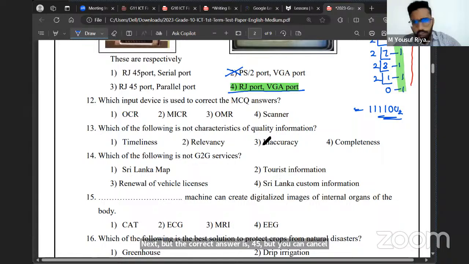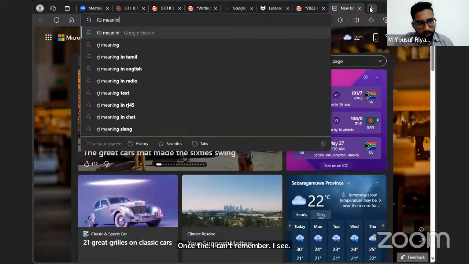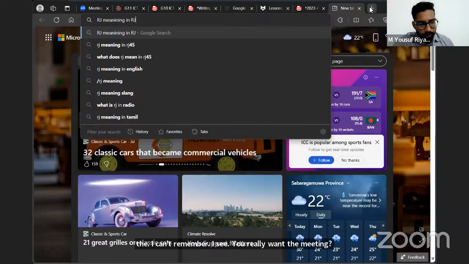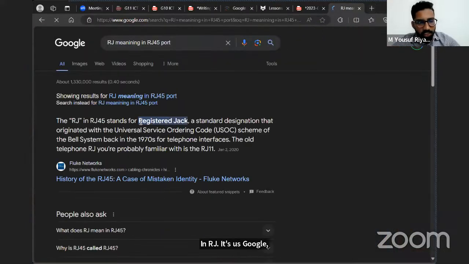What's the meaning of RJ? I can't remember. I seriously forgot. If you really want the meaning of RJ in RJ45 port, let's ask Google. He will know the answer. Registered jack.